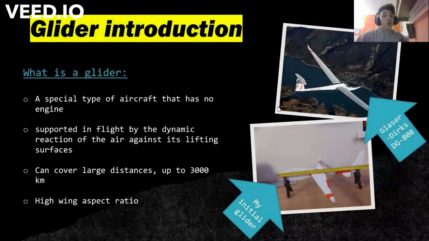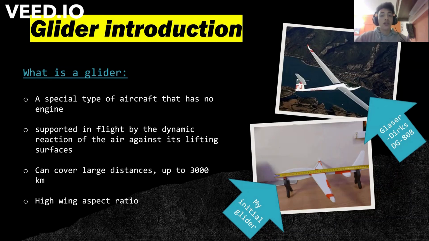You might wonder, what is a glider? A glider is a special type of aircraft that does not require a propulsion system. In order for a glider to fly, it must generate lift to oppose its weight. To generate lift, gliders are supported and fly by the dynamic reaction of air against their lifting surfaces.